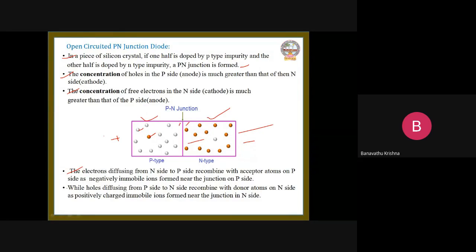Last point: why do the holes diffusing from the P side to the N side recombine with the donor atoms? Because these are trivalent impurity atoms, meaning one vacant position is there, and that vacant position is filled by another charge particle. The pentavalent atoms form bonds, and one more electron is free, which is donated to the other. So one has the donor property and the other has the acceptor property.